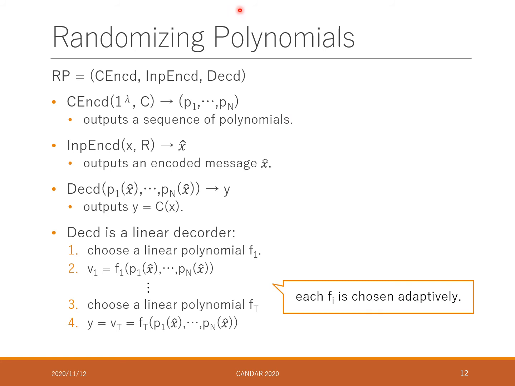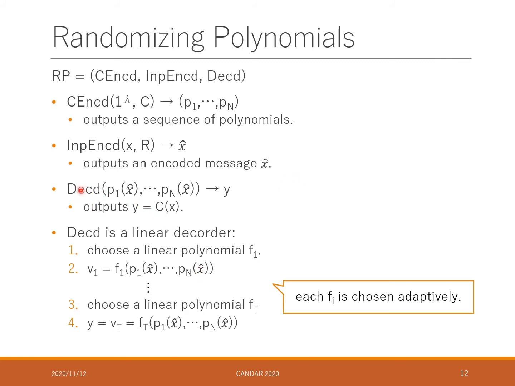We introduce randomized polynomials, RP. RP has three algorithms. The circuit encode algorithm takes the security parameter and the circuit C, and then outputs a sequence of polynomials P1 to Pn. The input encode algorithm takes a message X and the randomness R, and outputs the encoded message x-hat.